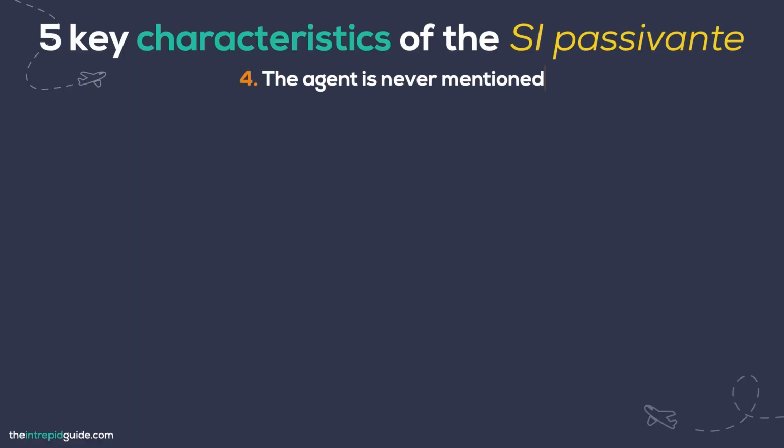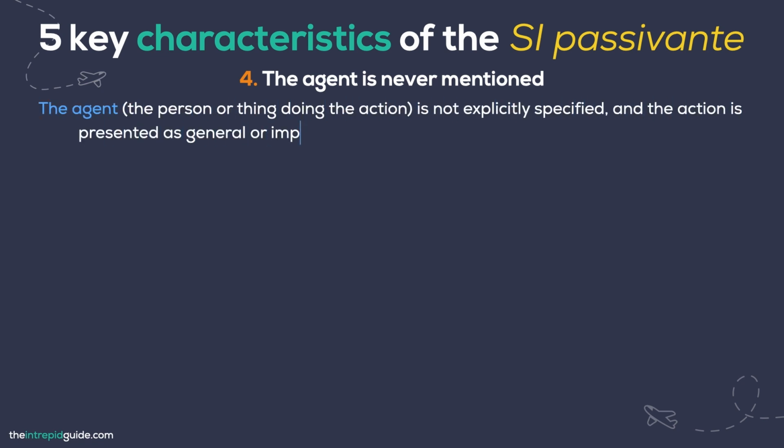The next characteristic is the agent is never mentioned. In these types of sentences, the agent, that is the person or thing doing the action, is not explicitly specified, and the action is presented as general or impersonal, similar to using "one" or "people" in English. Notice the difference in these three constructions.